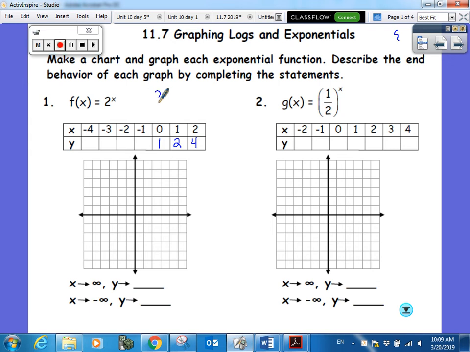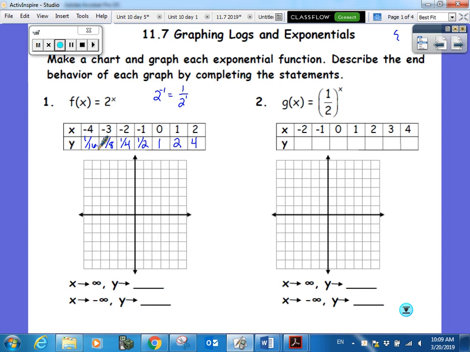2 to the negative 1, what's 2 to the negative 1 equal? 1/2, because it's 1 over 2 to the first, so 1/2. A negative exponent does not create a negative number. That's one of the common mistakes I see. So 2 to the negative 2 is 1/4, then 1/8, 1/16.